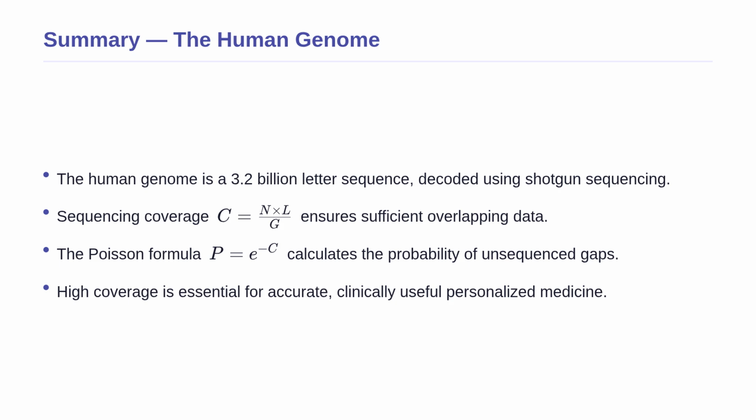Third, we discovered that due to the randomness of sequencing, we must use the Poisson probability formula to calculate the exact chance of leaving unsequenced gaps. Finally, we saw mathematically why high coverage is absolutely essential to eliminate blind spots, making modern genetic medicine and personalized treatments possible. You now understand the computational foundation of the human genome.